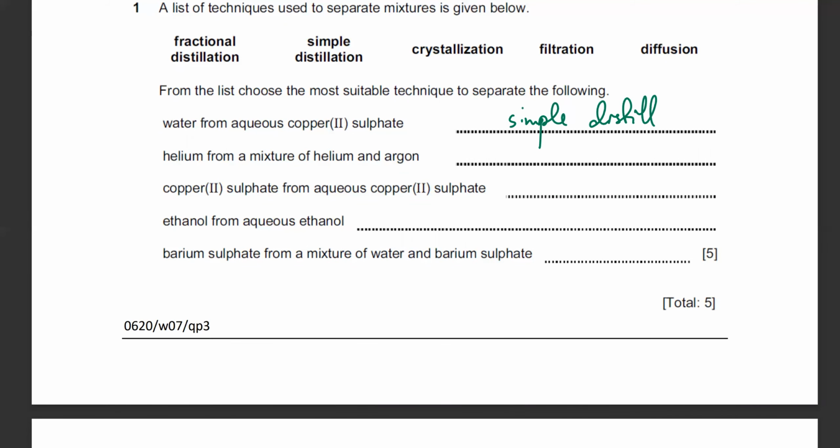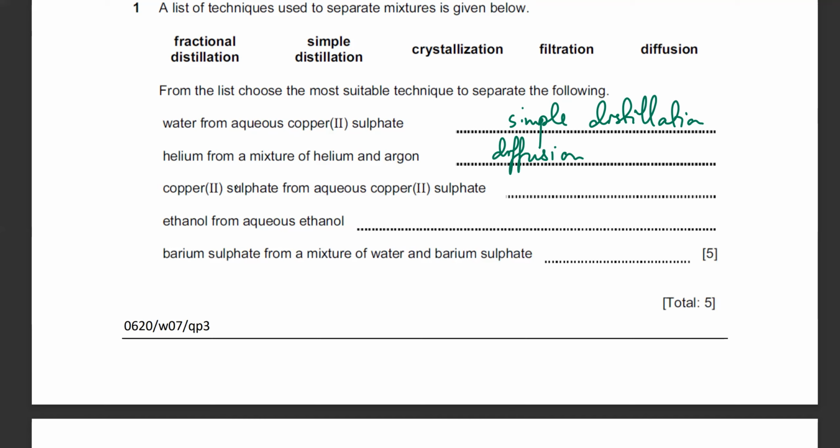So just remember when to use simple distillation. Next one, helium from a mixture of two gases, helium and argon, that would be diffusion. I mean, the two gases would travel at different speeds, so diffusion should be sufficient. And this time again, there's a soluble salt. Aqueous means it's dissolved, and you want the crystals, copper 2 sulfate.